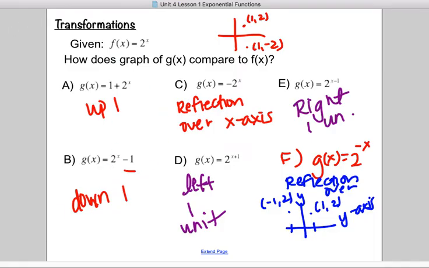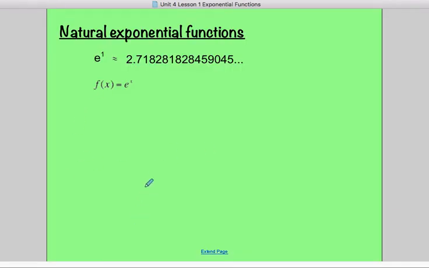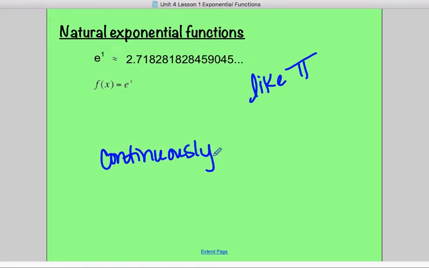That is our transformations. The next thing that we have to talk about is the natural exponential functions. We have e to the x. E is a number like pi, okay? It is not a variable, so you have to be very, very careful. Some people start thinking it's like a variable. It's not a variable, so it's like pi. It's a numeric number, so like pi. When we get into word problems, whenever you hear that things are compounded continuously, you are going to use e.